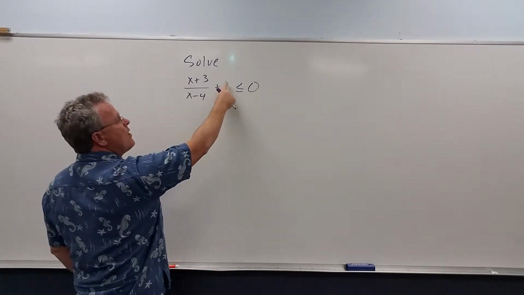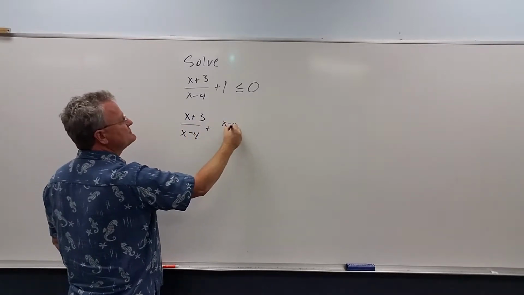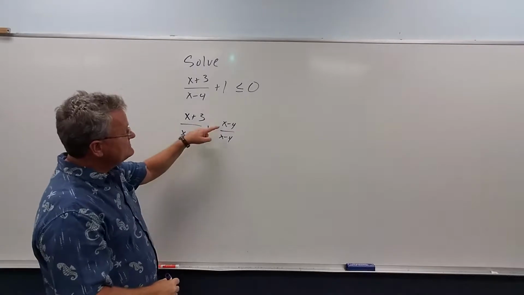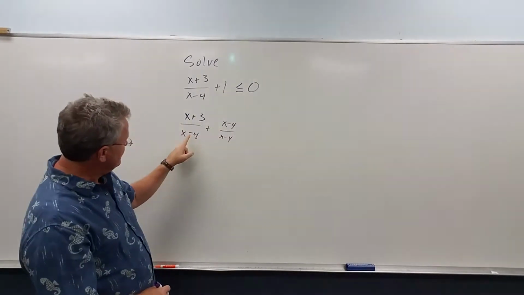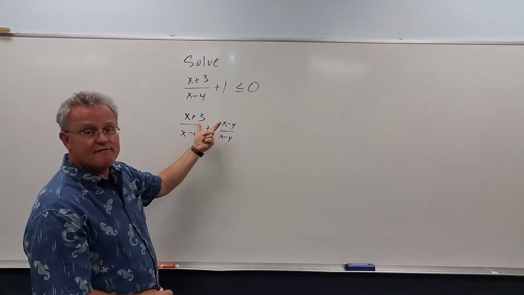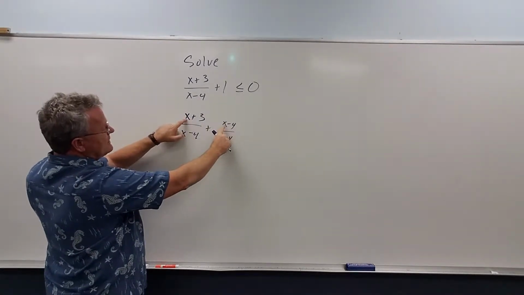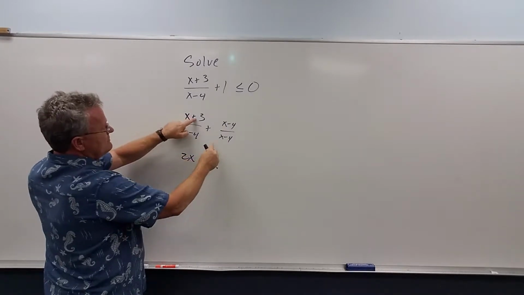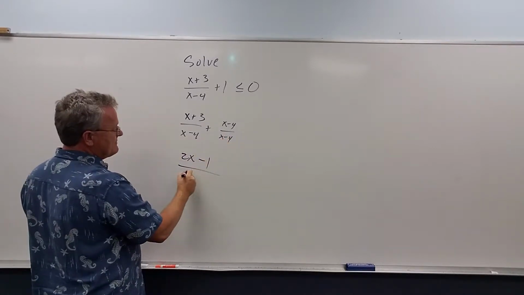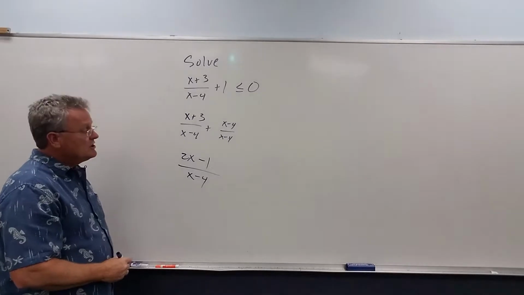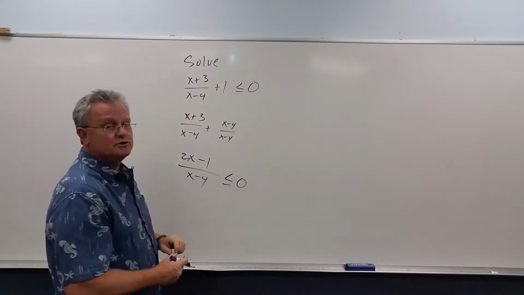To add these, 1 we can think of as x minus 4 over x minus 4, because anything over itself is 1. Why did I pick x minus 4? Because we need a common denominator to add fractions. Now that we have a common denominator, we can add the numerators. x plus x gives us 2x. 3 plus negative 4 is negative 1. And that's divided by our common denominator, which is x minus 4. So that's what we get when we add these together, and that result is less than or equal to 0.